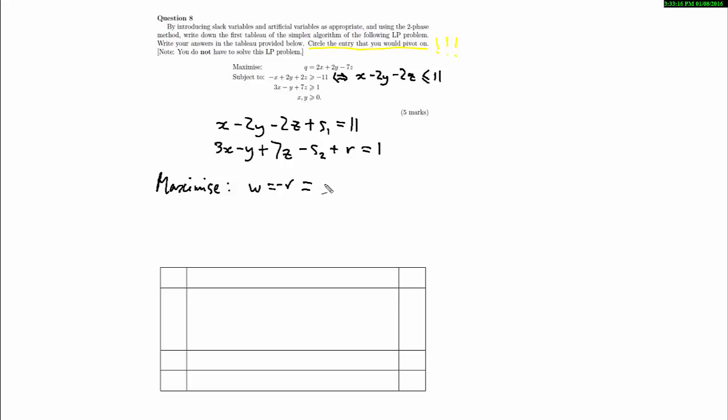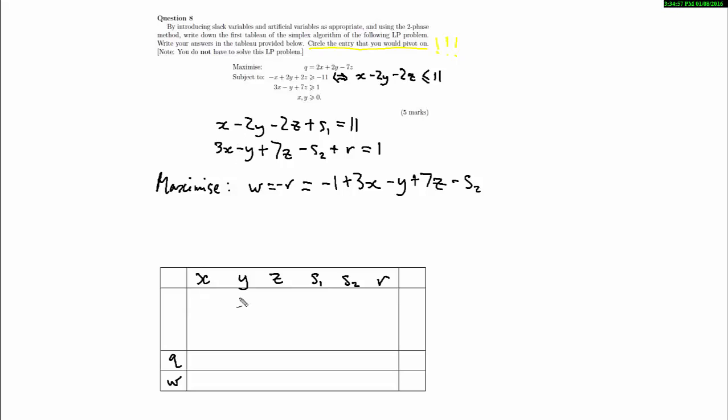So that's equal to -1 plus 3x minus y plus 7z minus s2. Okay, so now we've got our maximization problem for the first phase here. So we're ready to complete our tableau. Okay, so let me just write in the variables up here. Okay, and now we can start filling in the entries of our tableau.